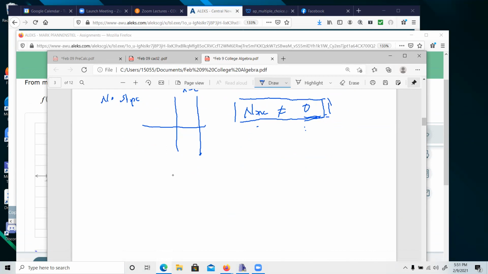Next family is the polynomial family. All right, polynomials, the only two we have to know, right? y equals x squared, something like that. And y equals x cubed.